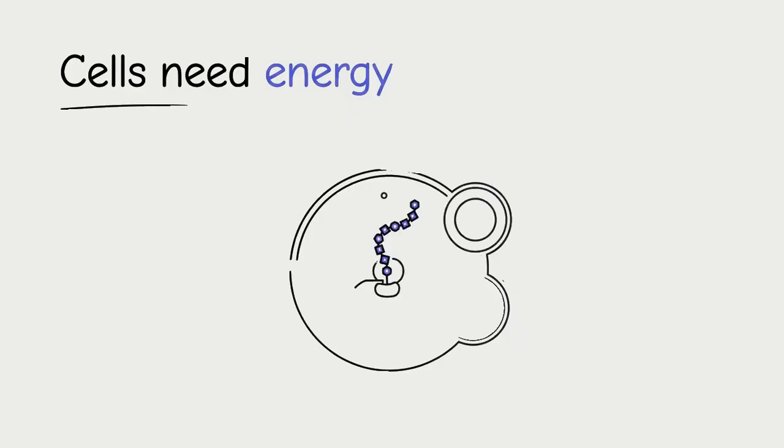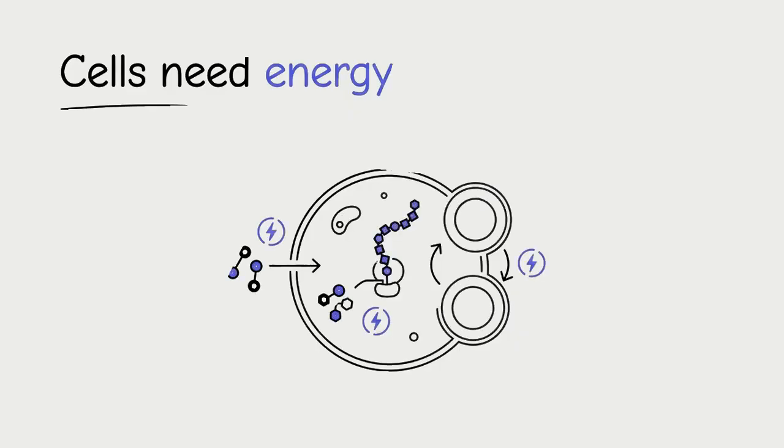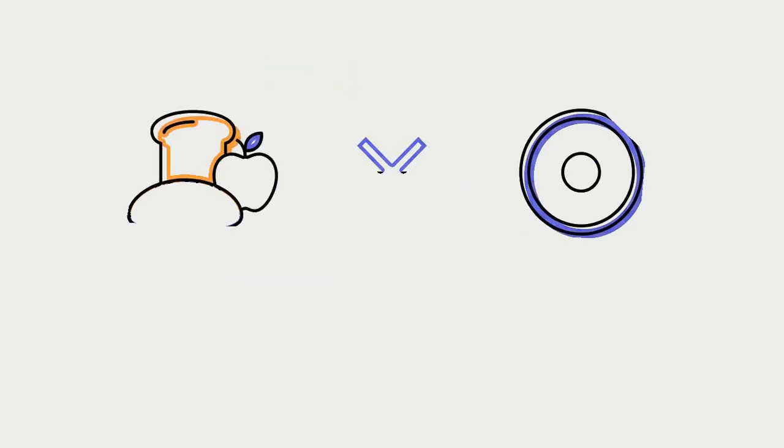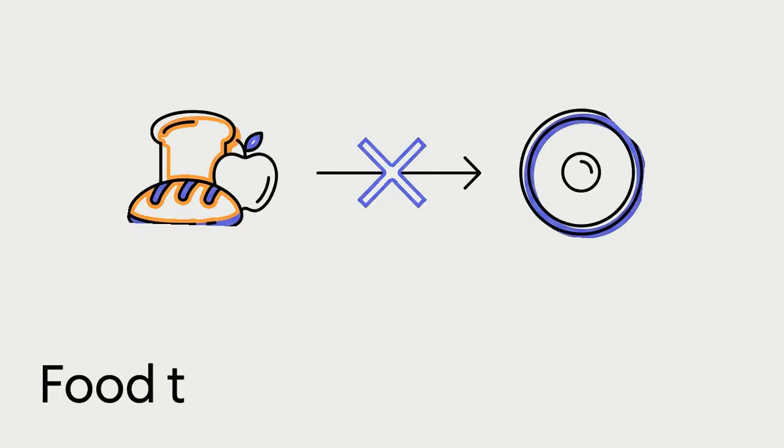Cells need energy every second to stay alive. They need it to move molecules, build proteins, pump ions, and divide. But here's the key idea. Cells cannot use the energy in food directly. Food has energy stored in its chemical bonds, and cells must convert that energy into a usable form called ATP.